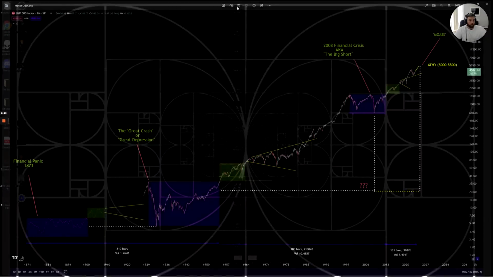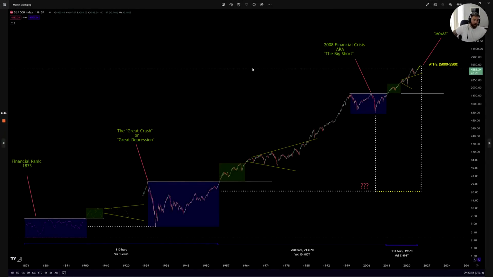So let's start with the market. This is the macro on SPX, a monthly chart dating back to the late 1800s. I've gone over this a few times by now. Most of you have probably seen this. It's a repeating fractal: blue, green, megaphone, bull run to all-time highs; blue, green, megaphone, bull run to all-time highs; blue, green, megaphone, bull run to all-time highs.